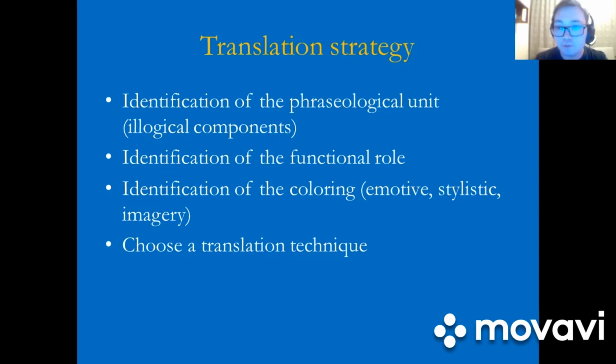The next step is identification of the functional role. So it's very important to know what role the phraseological unit has in the text. So how to do that? To do that, you have to resort to different sources. That could be dictionaries and online dictionaries, for example, or you can even look them up in some language corpuses.